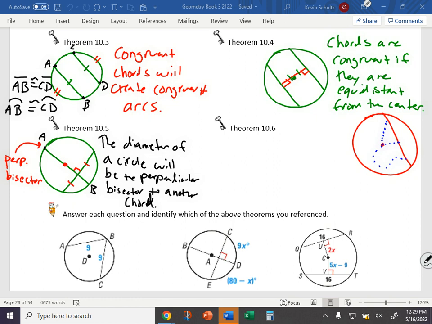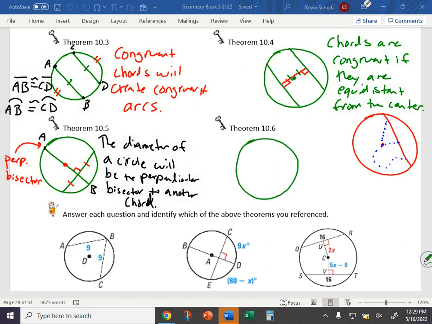All right? And it works vice versa also, right? Before I put that center dot there, the information that we had was the perpendicular pieces and the equal parts there. Because of that, we know that AB is the diameter of the circle. So that's another vice versa one also. Theorem 10.6 is very similar to Theorem 10.5.